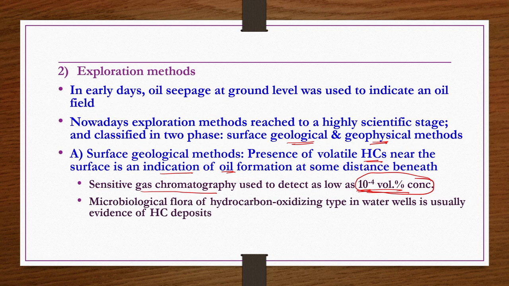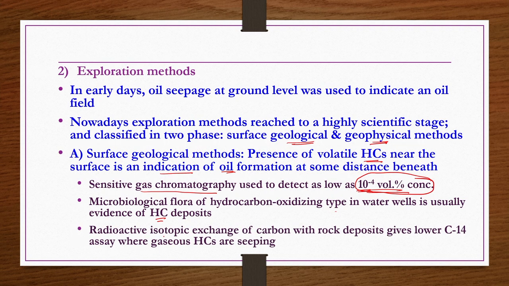Then microbiological flora of hydrocarbon oxidizing type in water wells is usually evidence of hydrocarbon deposits. Then radioactive isotopic exchange of carbon with rock deposits gives lower C14 assay where gaseous hydrocarbons are seeping. Different geological methods may be there. We are just listing them. We cannot go into the details of all the methods because it is not part of the course.